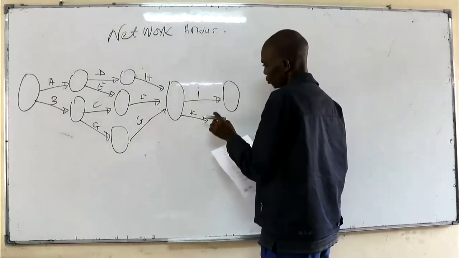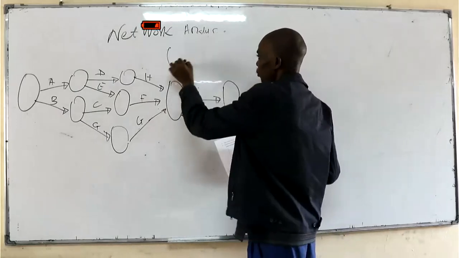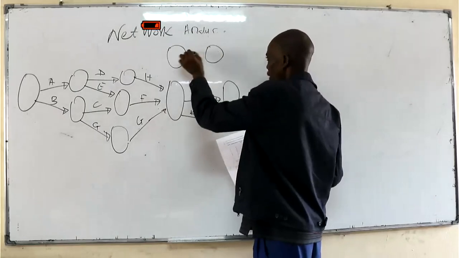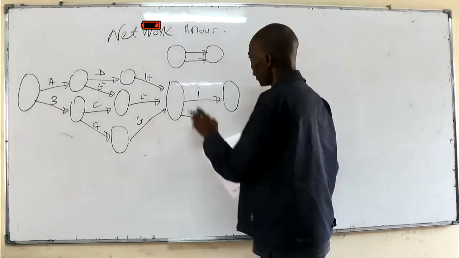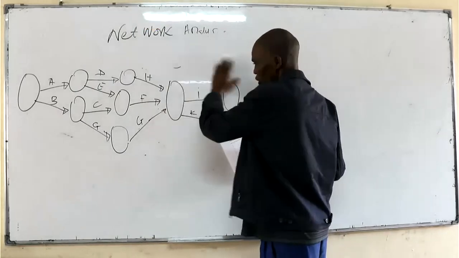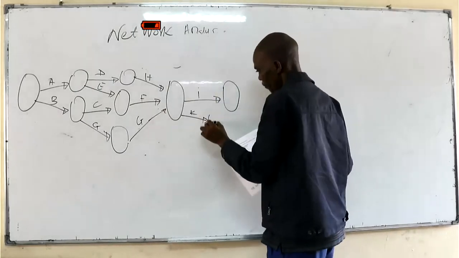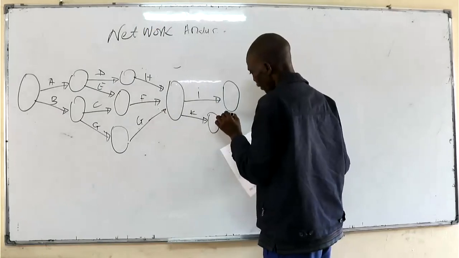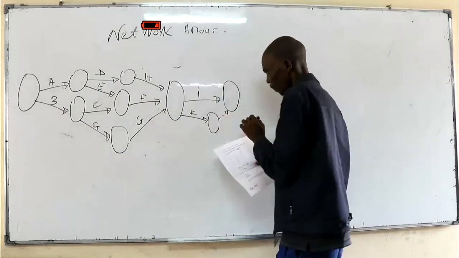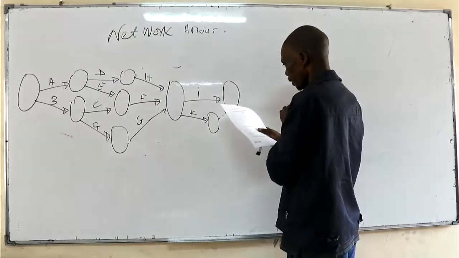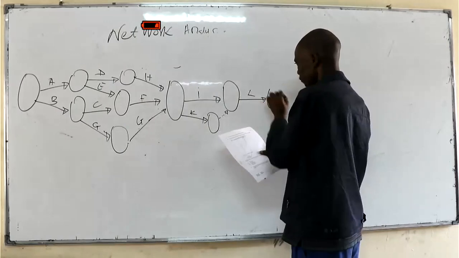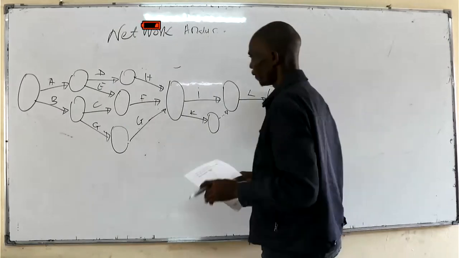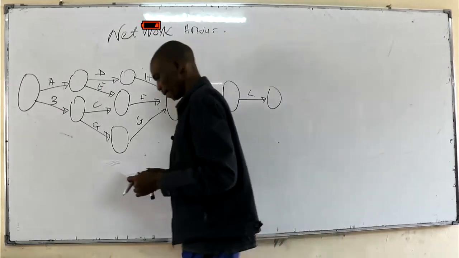There's one rule that two activities cannot share the same tail event and the same head event at the same time, so we have to avoid that. The way we are going to avoid this is to introduce a dummy there. Then L is going to start after that. We have L there. So that's how this network appears.